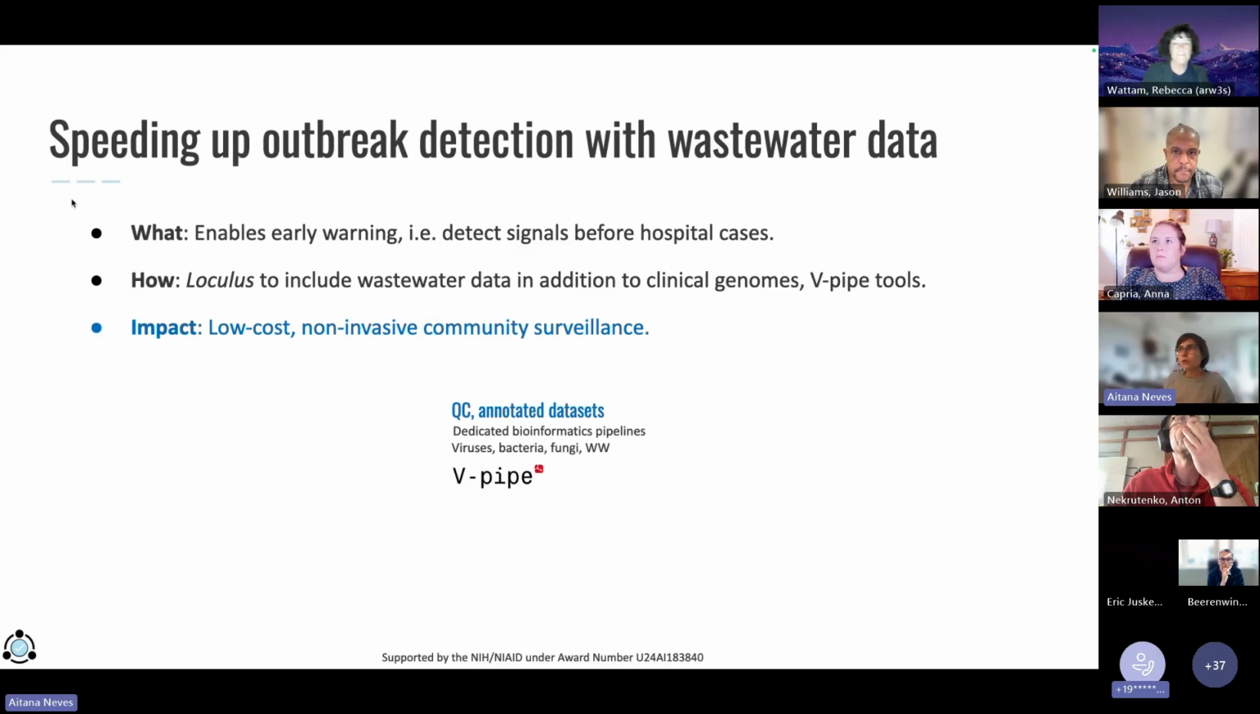There is also still a focus on wastewater data and outbreak detection with that data type. And we will in particular integrate in Loculus various additional analyses. Currently Loculus supports viral analysis. It will be extended with some tools that are used in Switzerland for the Swiss wastewater surveillance program to then annotate all the public wastewater data. This is called VPIPE.